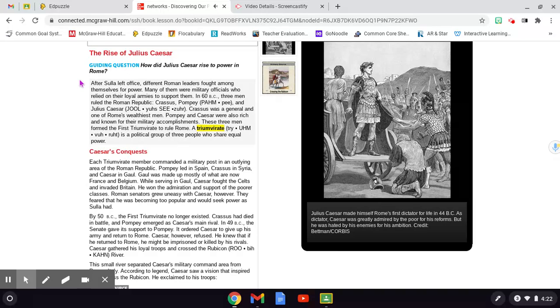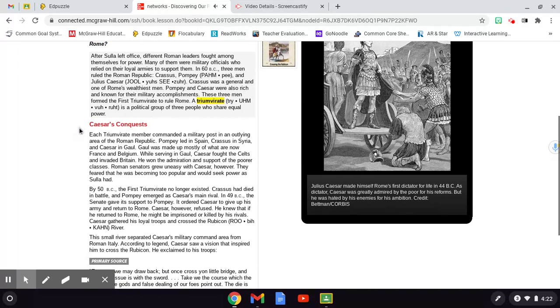Caesar's conquests. Each triumvirate member commanded a military post in an outlying area of the Roman Republic. Pompey led in Spain, Crassus in Syria, and Caesar in Gaul. Gaul was made up mostly of what are now France and Belgium. While serving in Gaul, Caesar fought the Celts and invaded Britain. He won the admiration and support of the poorer classes.